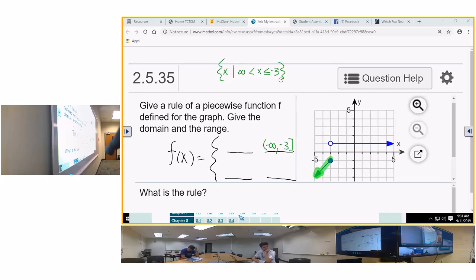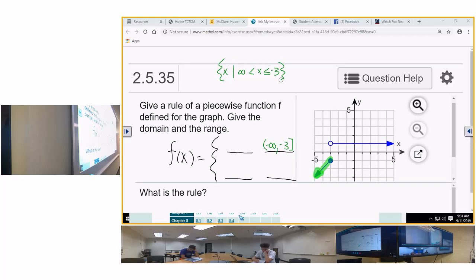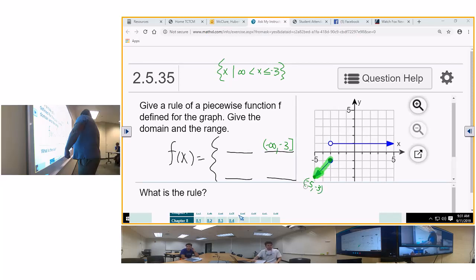Now, first of all, let's decide what kind of line this is. Well, we got 2 points. Here's a point, and here's a point. So what's this point? Somebody give me this point. Negative 5 and what? Negative 3? And what's this point? So we've got 2 points. We got to find the what?